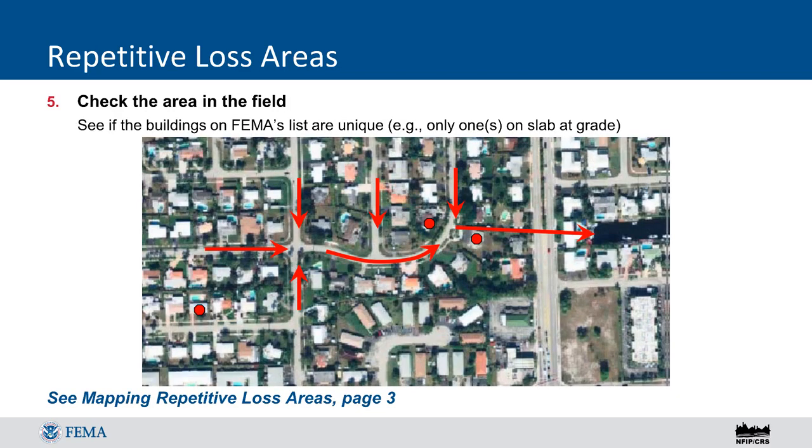When you go in the field, you're going to see if the buildings on FEMA's list might be unique. For example, only the ones that are slab on grade are experiencing losses. Perhaps the others are elevated on piers or pilings. In this case, we are looking to see where the stormwater flows. Perhaps because the two properties are in the path of that stormwater as it is gathering from other directions and being funneled out to the canal, and perhaps they're at a low elevation, the stormwater is collecting and causing flood damage before it moves.